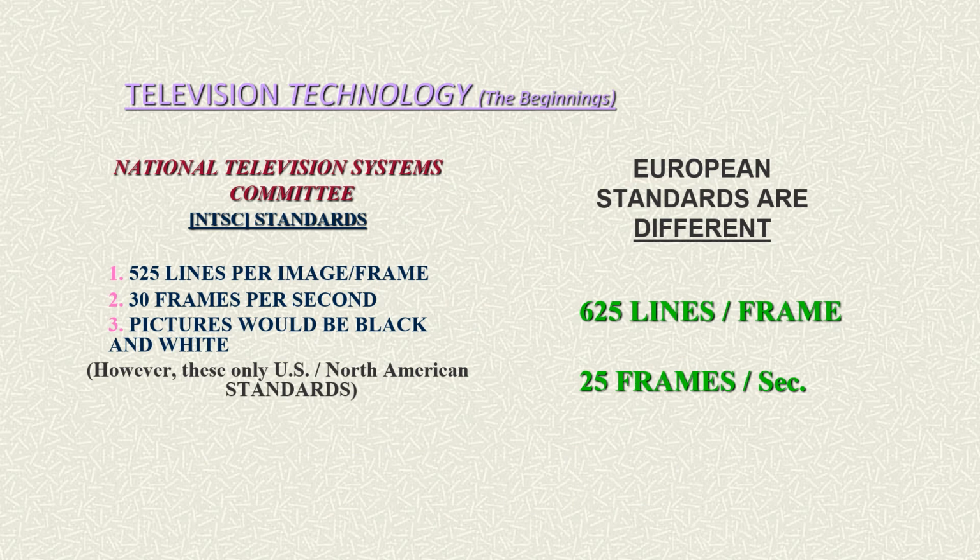European standards, on the other hand, are different. European standards developed on their own, particularly pre-World War II, while American standards and North American standards are 525 lines of resolution per frame. In Europe, it's 625 lines, and where there are 30 frames per second in American standards, in Europe it's 25 frames per second. This is basically what's known as the PAL system, P-A-L.